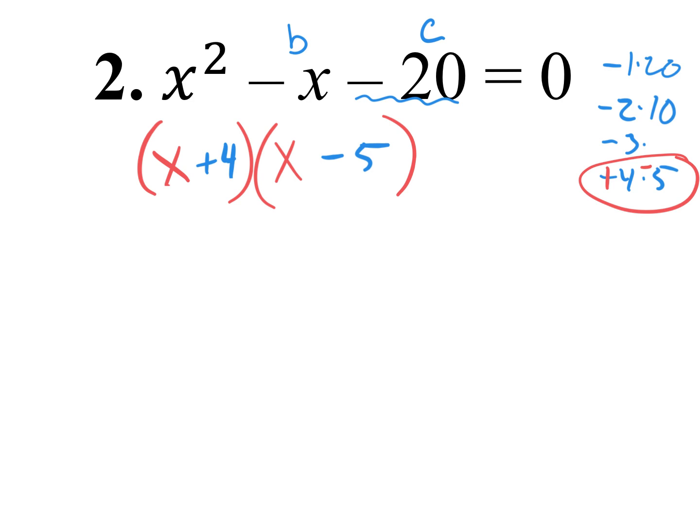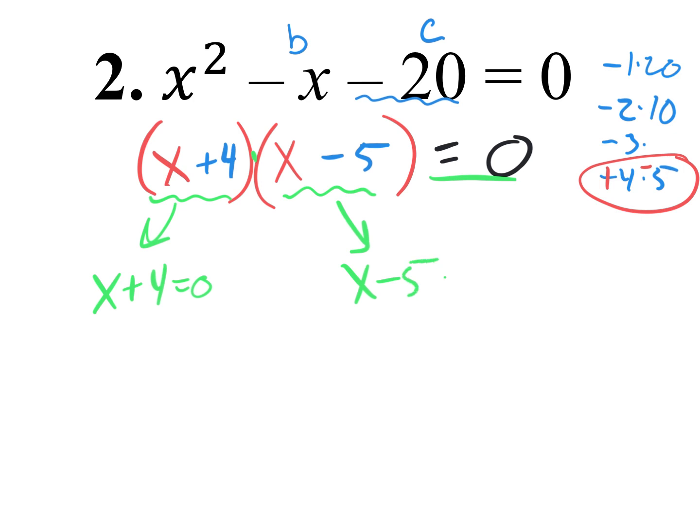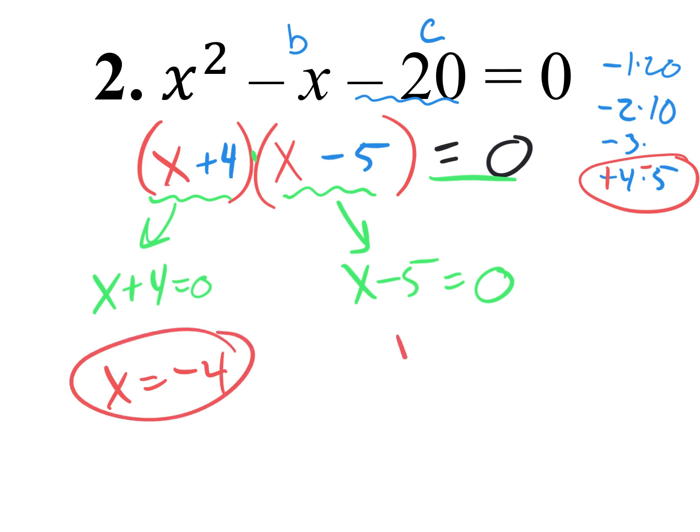Now, why would you want it in factored form? Because it's still equal to 0, and you could now use zero product property. What does that mean? That means that if you have something times something and it equals 0, the first something, x plus 4, could equal 0, and the second something, x minus 5, could also equal 0. And if you solve both of them, you're going to get your two answers, x equals negative 4 and x equals positive 5. Super easy, right?